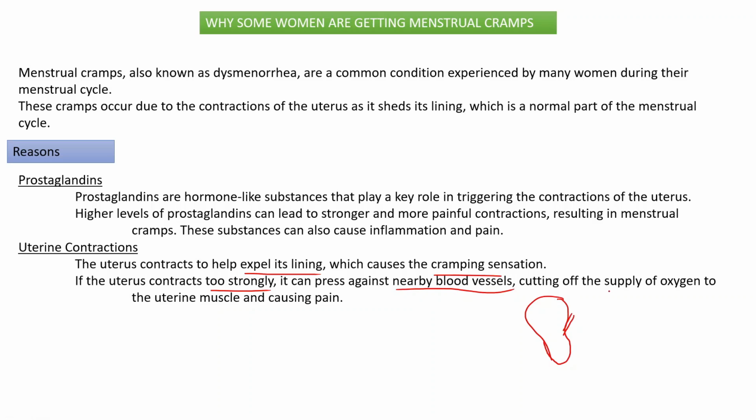What type of blood vessels? They are supplying oxygen to the uterine muscle. So, as these blood vessels get pressed, the oxygen supply to the uterine muscles will shut off. It will not get any more oxygen and it cannot contract. So, that may also cause pain. As the muscle doesn't get sufficient oxygen to bring about the contraction, that contraction of the uterus will give pain to that woman. That's another reason.